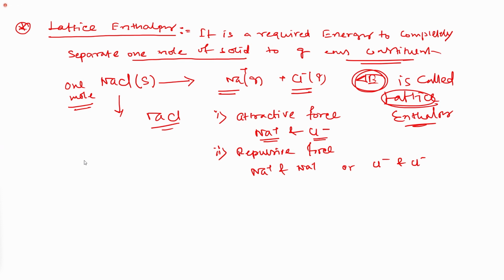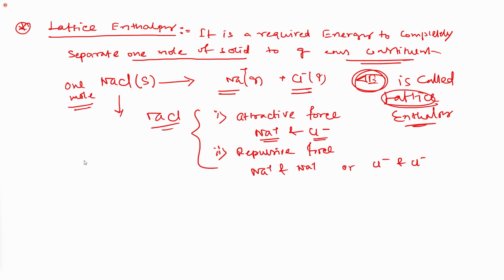So because of these two forces, attractive and repulsive, we need some amount of energy to break the NaCl solid into its corresponding cations and anions in the gaseous state. That's why we need energy to break the NaCl solid: there is an attractive force and a repulsive force between the ions. Because of the presence of these forces, NaCl is very solid. So this is the lattice enthalpy.